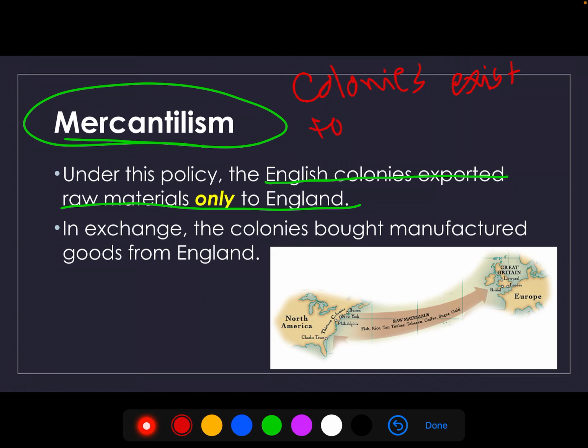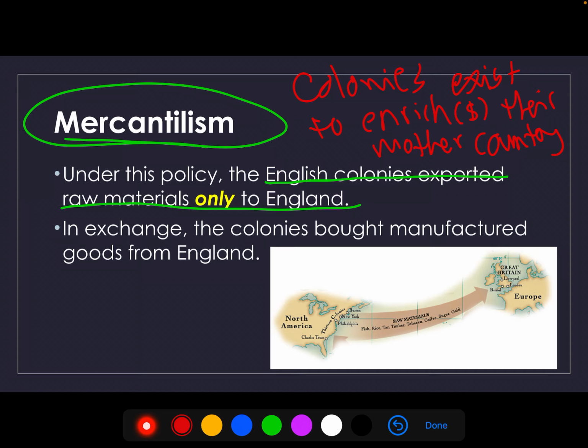And the idea here is that under a mercantile system, colonies exist to enrich with money their mother country. Okay, so that's the main principle of mercantilism, is that colonies exist to enrich their mother country.